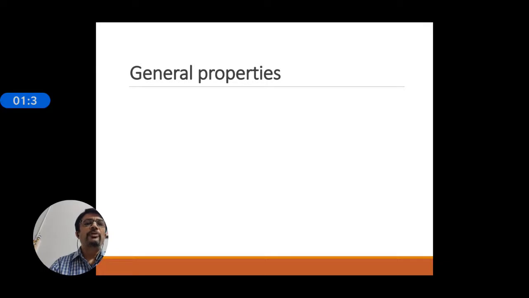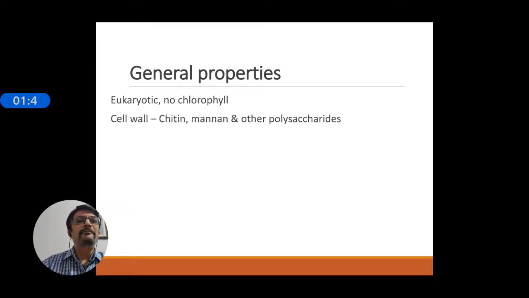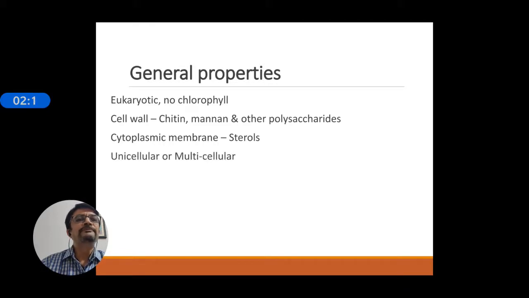If we see the general properties of fungus, you will see that it is eukaryotic. There is no chlorophyll in it, so fungi are also known as chlorophyll-less plants. The cell wall is made up of chitin. If you compare, the plant cell wall is made up chiefly of cellulose. In bacteria, it is peptidoglycan. Animal cells have no cell wall. So that is the unique feature. Its cytoplasmic membrane contains the sterol ergosterol. Animal cells contain cholesterol. So that is the difference.